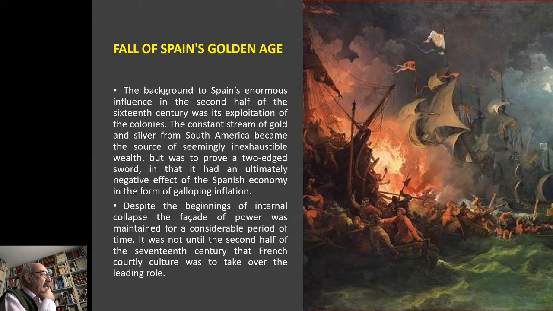And it was the fall of the golden age, when many battles in Europe that were led by Spain were fought. Many of them were won by Spain and some countries, but many others were lost, especially in Central Europe.